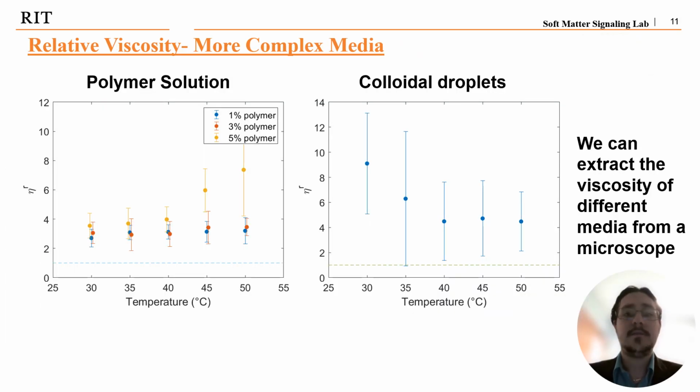Now we can look at the relative viscosity of a more complex media. So now we have introduced polymers and colloids. So for fluids containing polymers, we can see this thickening effect occurring as the temperature increases. So as we're heating, the viscosity is increasing and our fluid is slowing down. For the colloids, we're starting at a high viscosity, but we see the viscosity decrease with temperature. So now we have proven that we can extract the viscosity of different media all from a microscope.